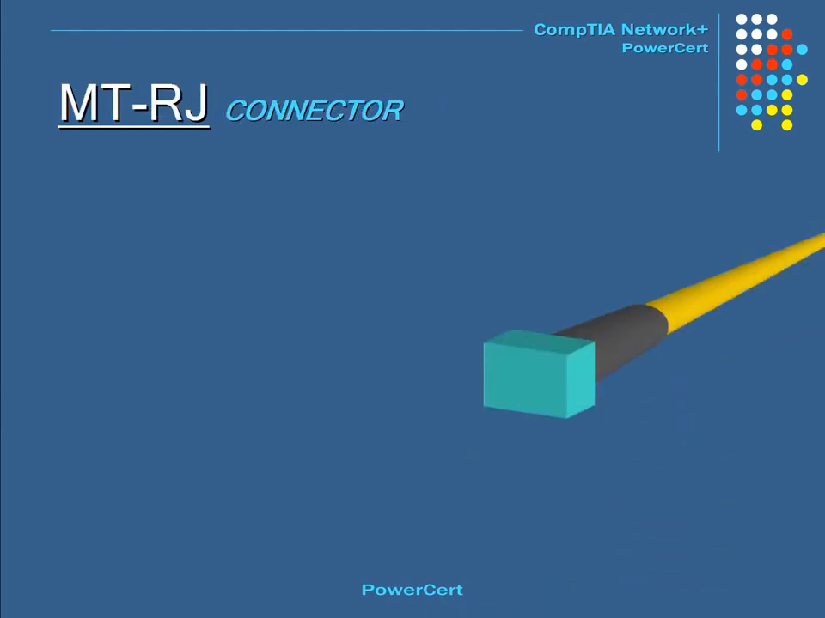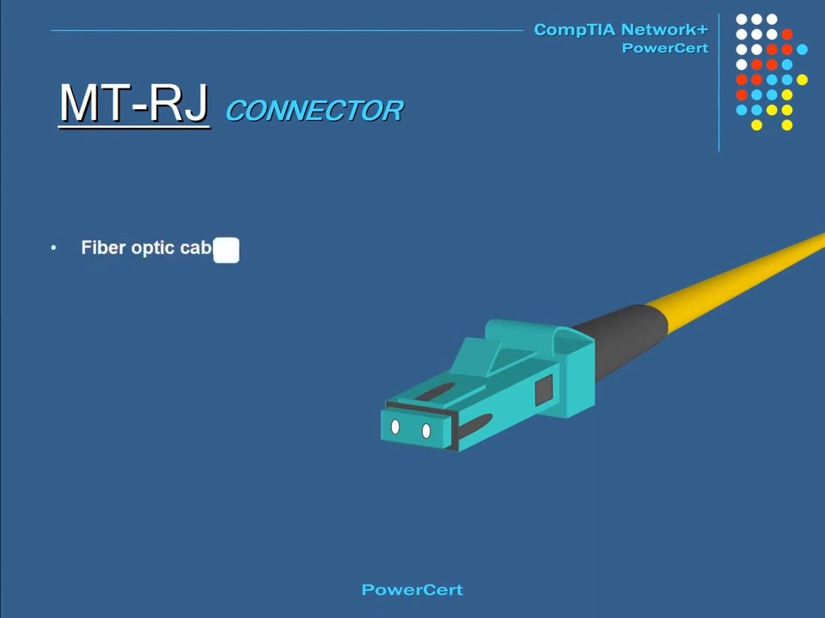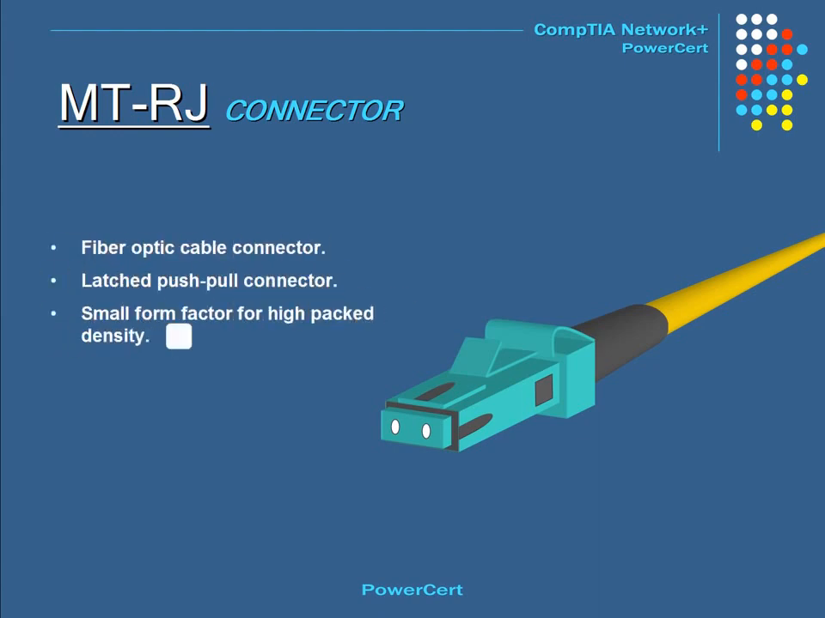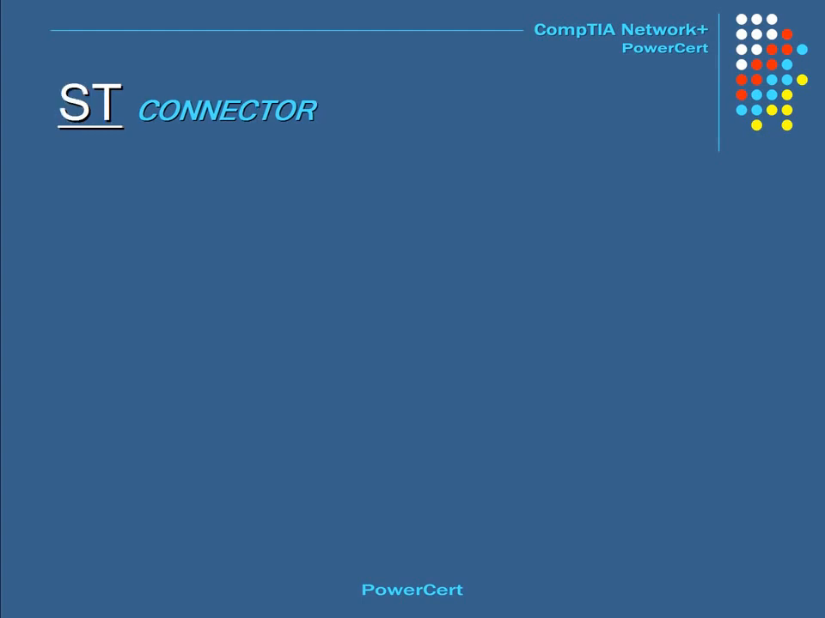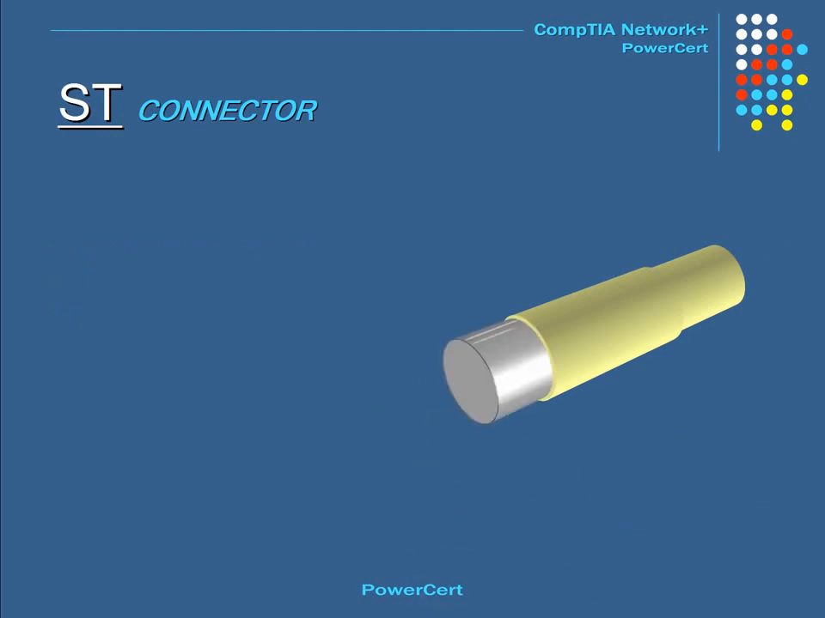Now we're getting into fiber optic connectors, and this connector is called the MTRJ, which stands for Mechanical Transfer Registered Jack. And this is a fiber optic cable connector. It uses a latched push-pull connection, and it has a small form factor used for high packed density. Our next fiber optic connector is called the ST, or straight tip. This uses a half-twist bayonet type of lock, and is commonly used with single-mode fiber optic cable.